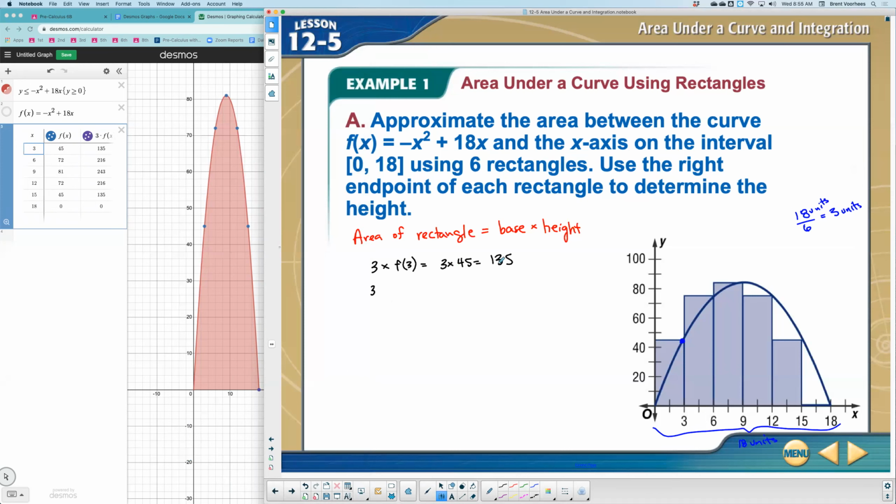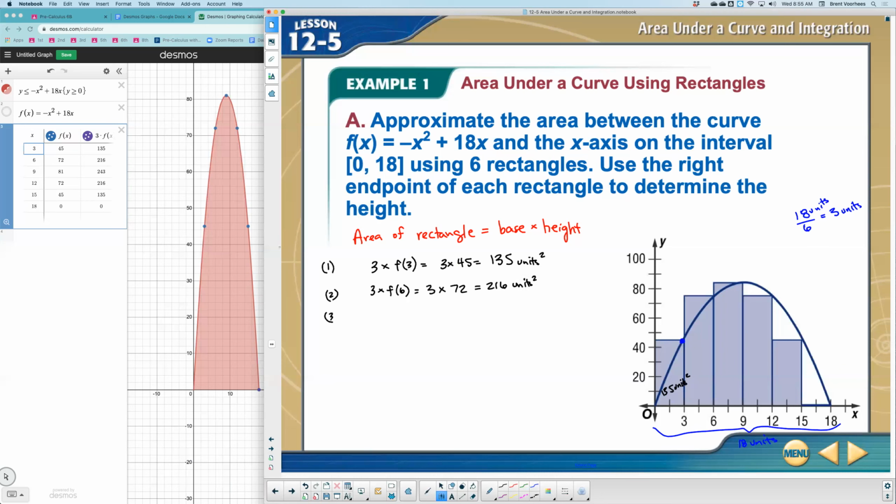So now the next rectangle, that's the first rectangle. Now here's the second rectangle. So we're now looking at this rectangle. This rectangle right here is 135 units squared. I guess I could put that here too, units squared. Okay, so the next one would be 3 times f of 6. Now why f of 6? Because that's where the x value is 6 at the right side of the second rectangle. So it's 3 times 72. That's the height at this point, which is going to equal 216.